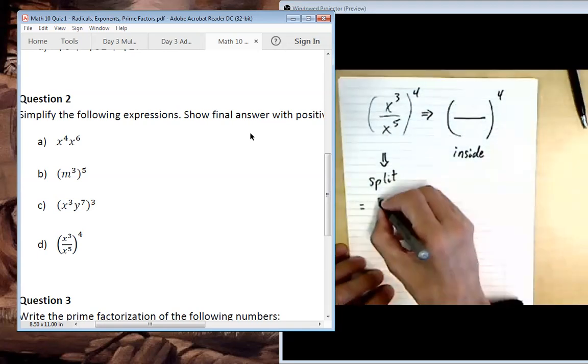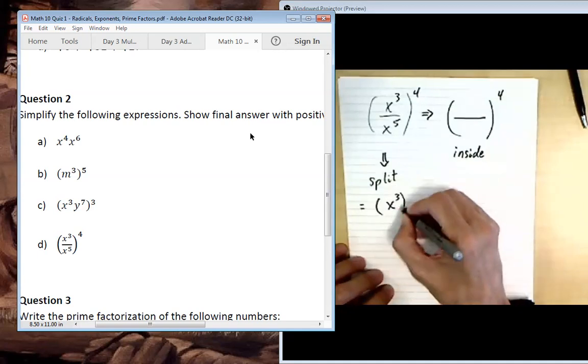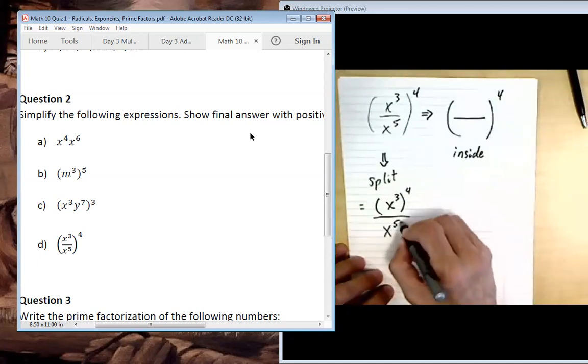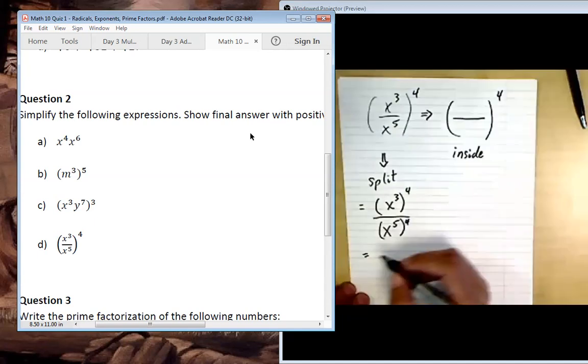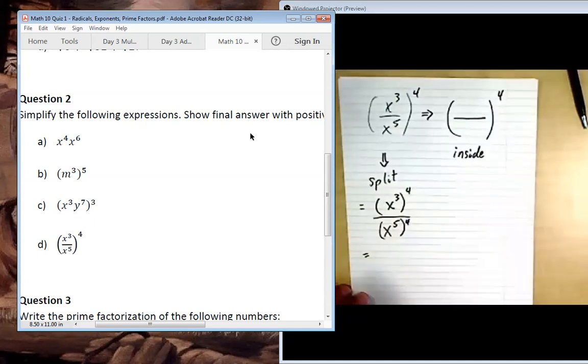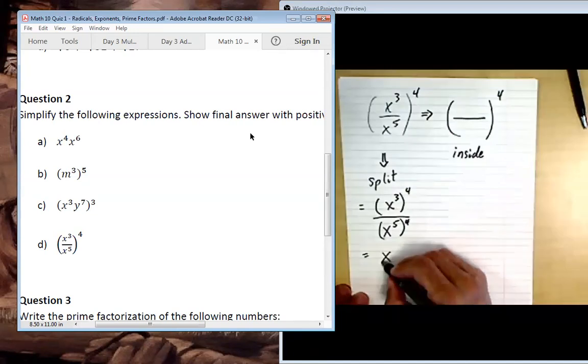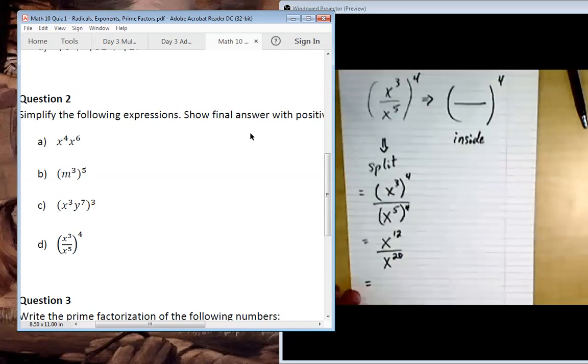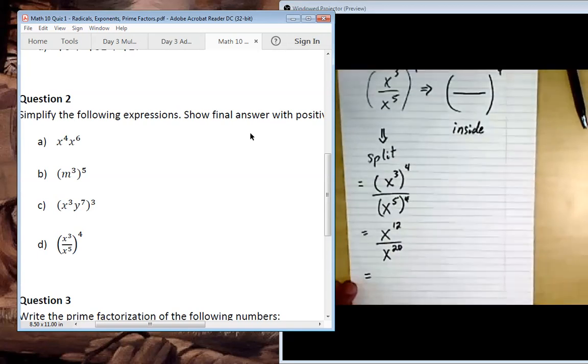So we split it up. Top and bottom. And then multiply in this case to get a 12. Multiply in this case to get a 20. Right. And then we simplify here at the end. 1 over... 20 minus 12.